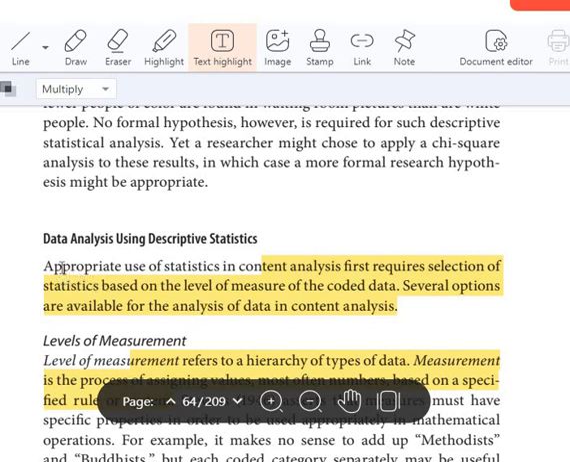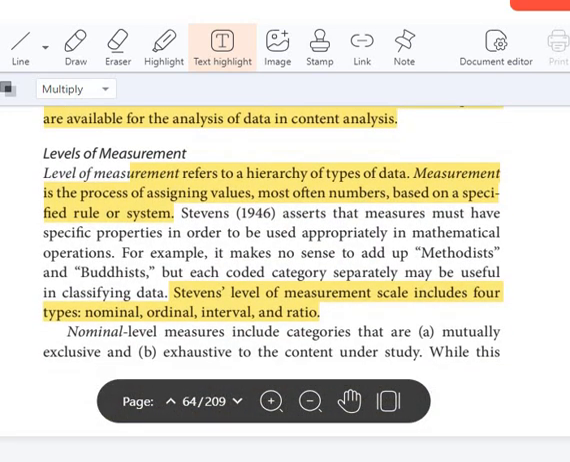Here you should understand that the appropriate use of statistics in content analysis first requires selection of statistics based on the level of measure of the coded data. Several options are available for the analysis of data in content analysis. For the levels of measurement, we should know that the level of measurement refers to a hierarchy of types of data. You may have taken this in statistics.